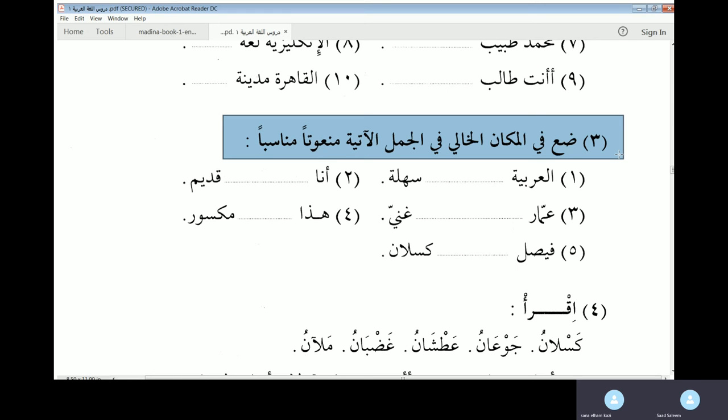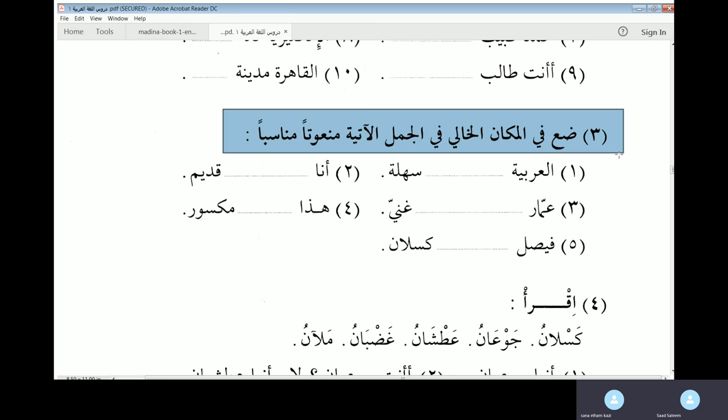Put in the empty space. Fill in the empty space in the following sentences with the appropriate adjective, na'tan munasiban.